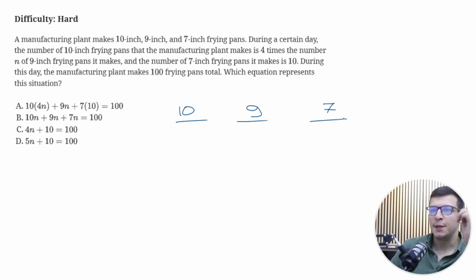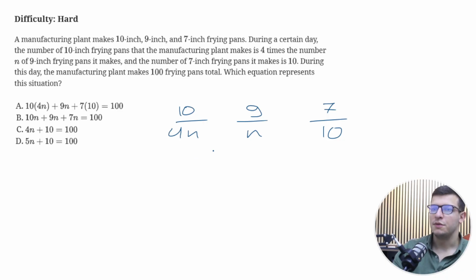During a certain day, the number of 10-inch frying pans that the manufacturing plant makes is 4 times the number n of 9-inch frying pans. So the 10-inch is 4 times the 9-inch. So if 9 is n, this is going to be 4n. And the number of 7-inch frying pans it makes is 10. This is an actual value. During this day, the manufacturing plant makes 100 frying pans total.